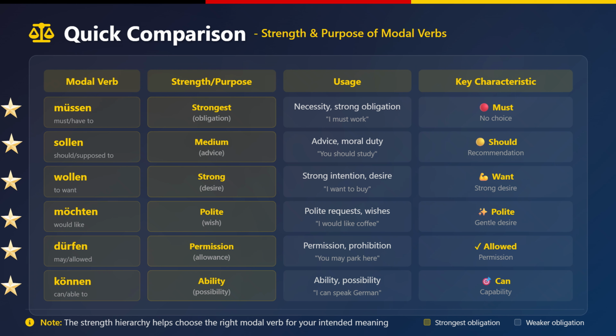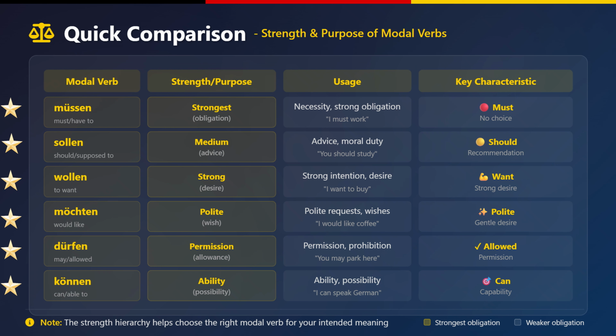Wollen is strong desire or intention. For example, I want to buy. Möchten is polite and gentle. For example, I would like coffee. Dürfen is about permission or prohibition. For example, you may park here.